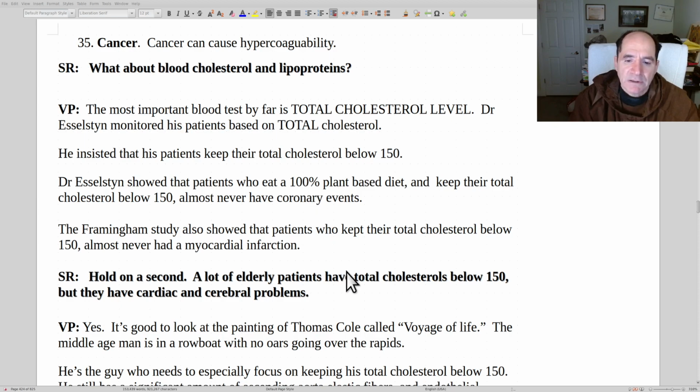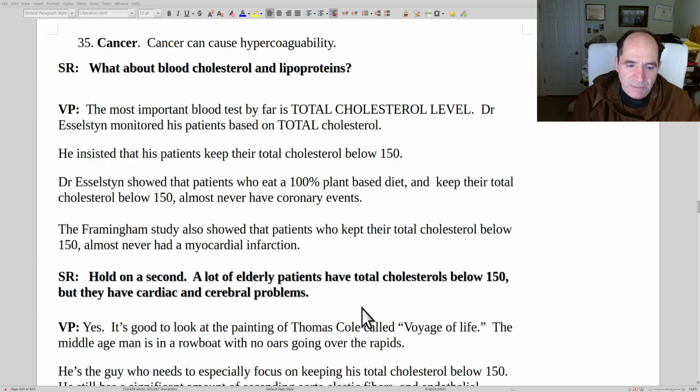A real nice painting to look at is the one by Thomas Cole. Thomas Cole wrote a series of paintings called Voyage of Life. It's real easy. Just type that in your browser, Thomas Cole, Voyage of Life, and you'll see them. They're beautiful. It's one of the best set of story paintings ever made, maybe the best one. And the middle-aged guy is going over the rowboat when he's losing his oars, and he's pretty stressful.